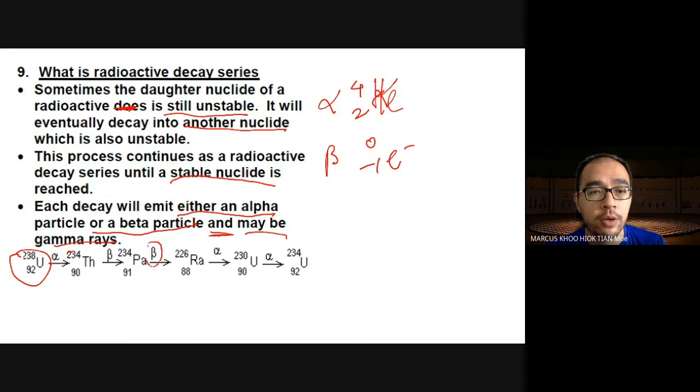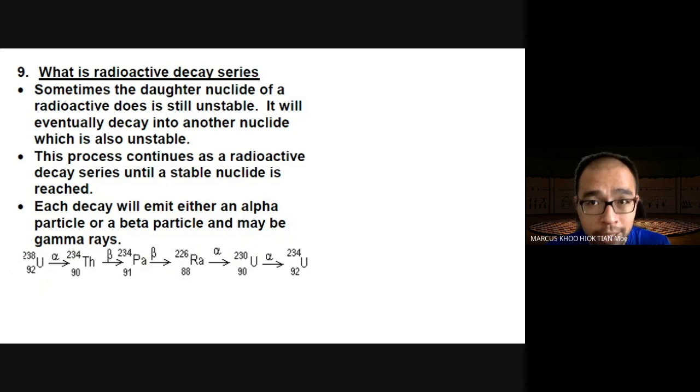Hey, there is something wrong over here. Oh, ni silap sudah ini. This should be here, and this should be alpha. Anyway, the point is this lah. It's going to go through a few decays in order to achieve stability. And so we call this series of decays a radioactive decay series. They'll go from one to another, one to another.